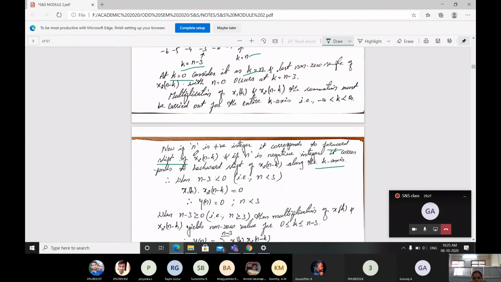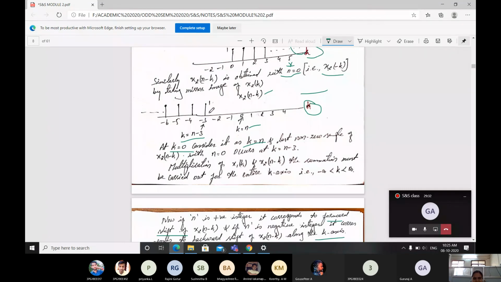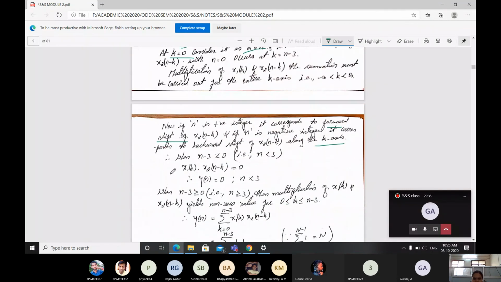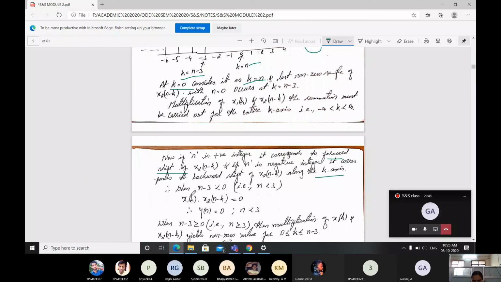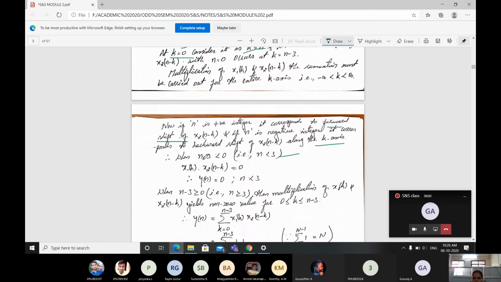Then we have to check the first condition, where our signal is going to exist on the negative side. That we have to consider when n minus 3 is less than 0, meaning n is less than 3. When you go for solving this part, just consider the original graph, that is x1 of n, x2 of n, when n is less than 3.